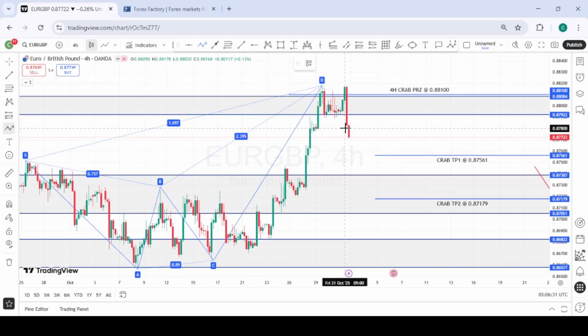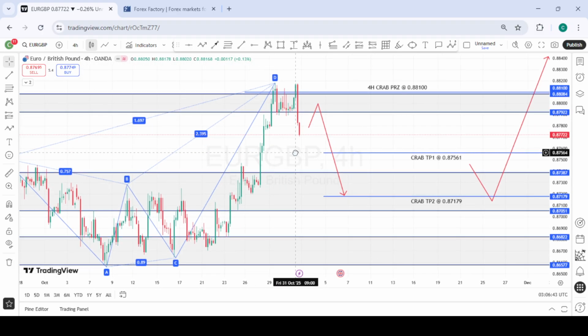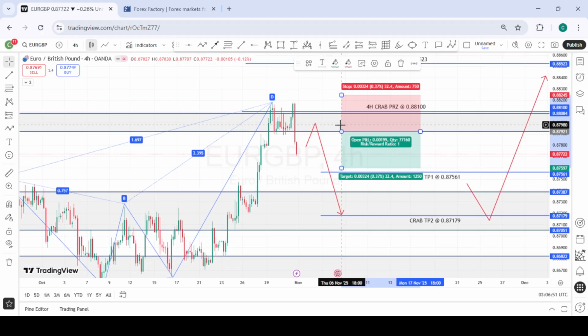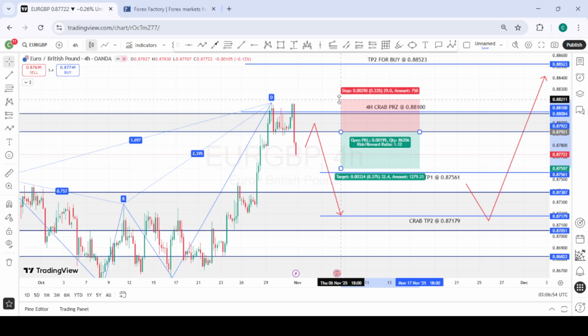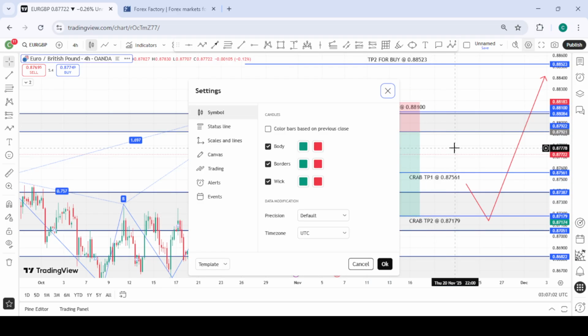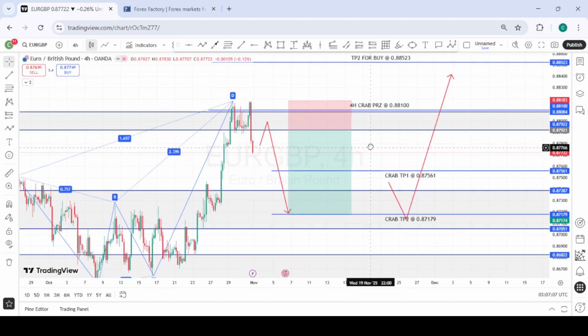So if we are fortunate to get this pullback into this zone next week, then we are going to take our shot from here to this TP2 we have down here. And if you are not too sure, or you might not have the time to monitor this trade, what you can do is just set your order here and put your SL right above this double top formation, and then target this second TP we have here. That's about 2.85 risk to reward, which is also decent. So let's look out for this.